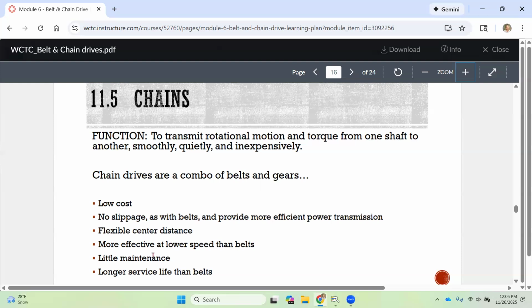Most often, when we have applications that are lower speeds, they're going to be applications that require a transmission of higher or larger forces. So chains just do a better job of that, because belts, just by their nature, are probably going to slip sooner than chains are. They also have very little maintenance, but they're not maintenance free.